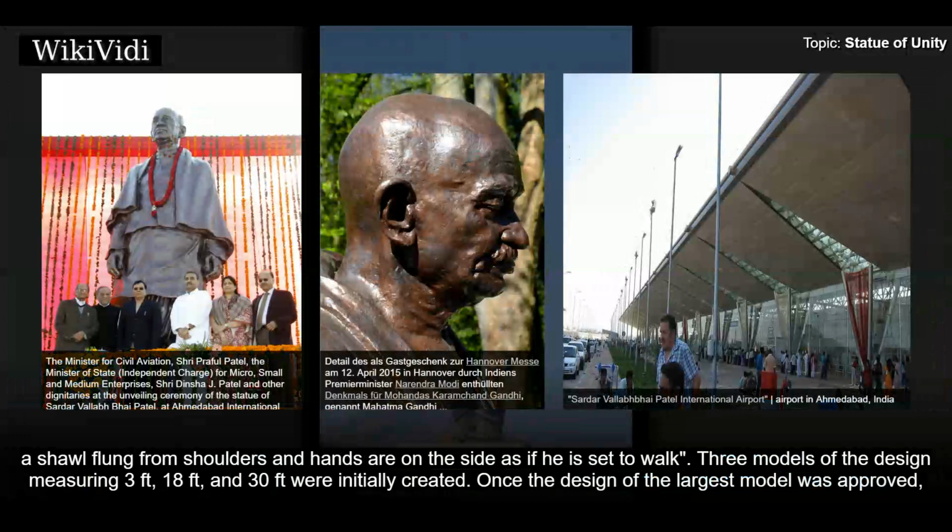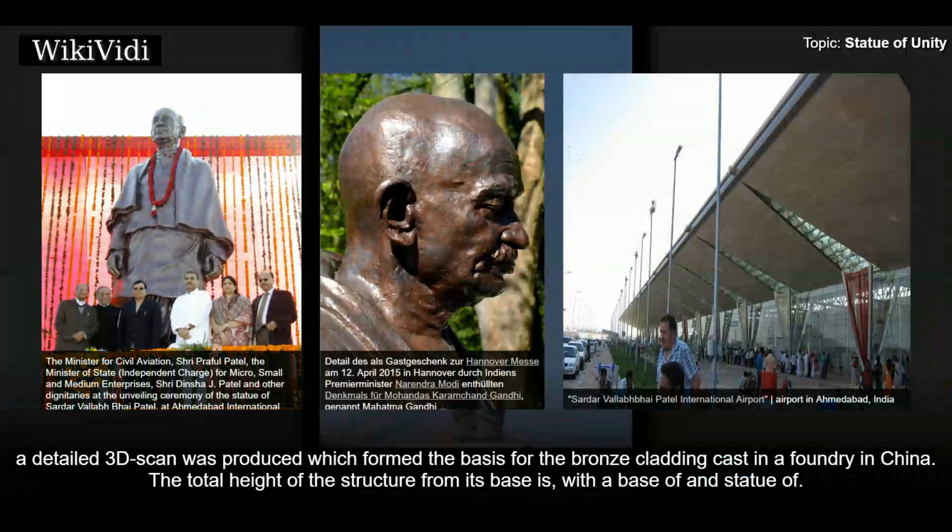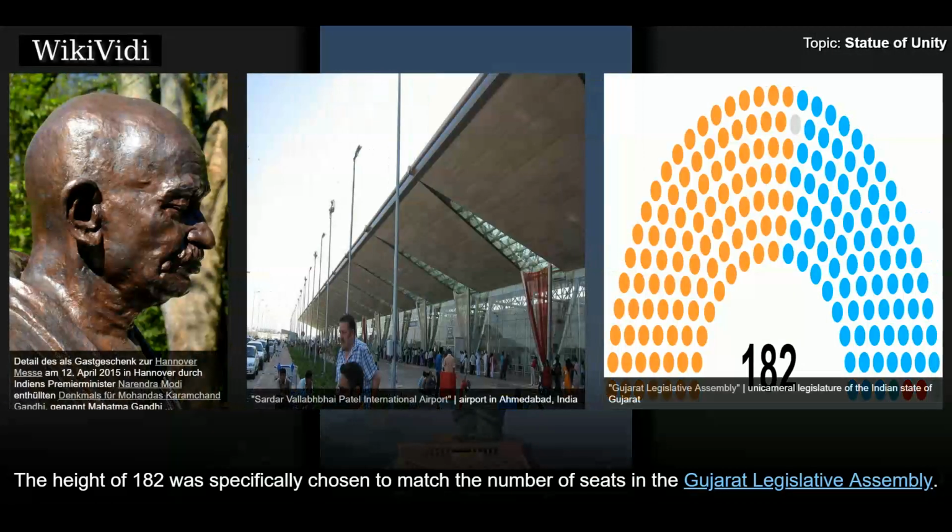Three models of the design measuring 3 feet, 18 feet, and 30 feet were initially created. Once the design of the largest model was approved, a detailed 3D scan was produced which formed the basis for the bronze cladding cast in a foundry in China. The total height of the structure from its base is, with a base of and statue of. The height of 182 was specifically chosen to match the number of seats in the Gujarat Legislative Assembly.